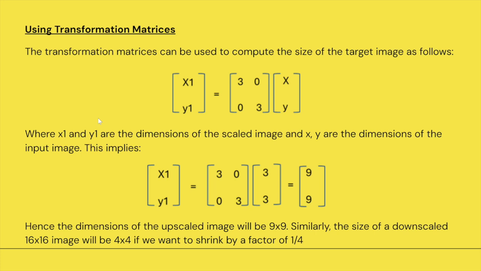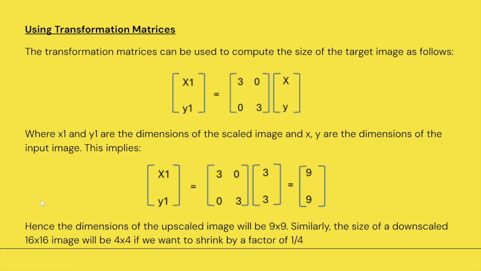Using the example of upscaling a 3 by 3 image by a factor of 3 from the previous slide, we get this relationship, in which x and y are equal to 3, and x1 and y1 are equal to 9, and we have the transformation matrix 3, 0, 0, 3. Hence, the dimensions of the upscaled image will be 9 by 9.